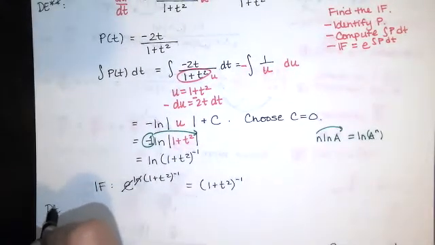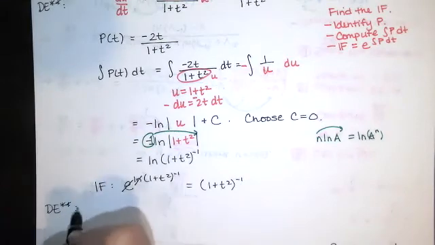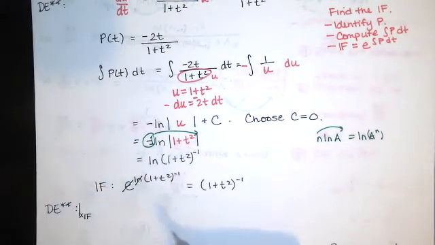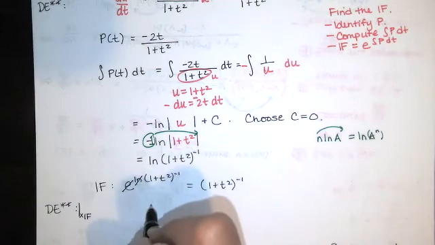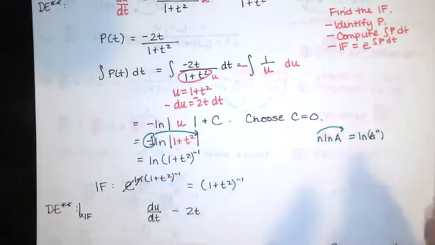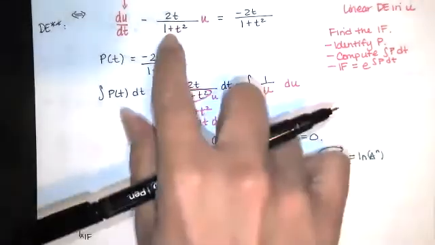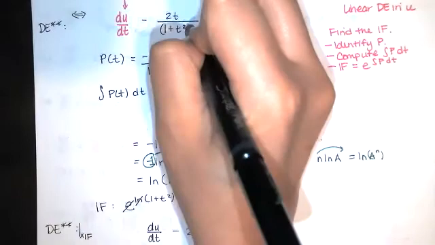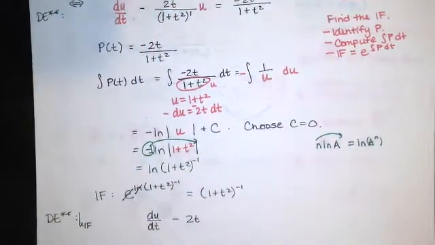I'm taking dE double star, which looks like this, and I'm multiplying it by the IF. So I've got du dt, and I had a minus 2t, and then check this out, I've got a 1 plus t squared down here. I'm going to bring that up to the numerator.